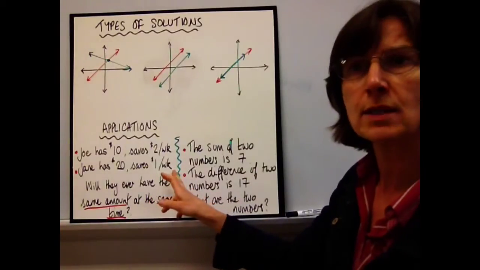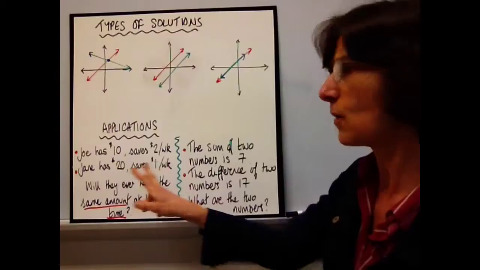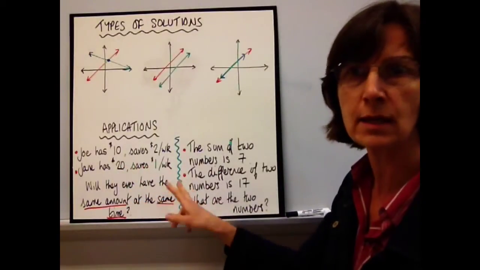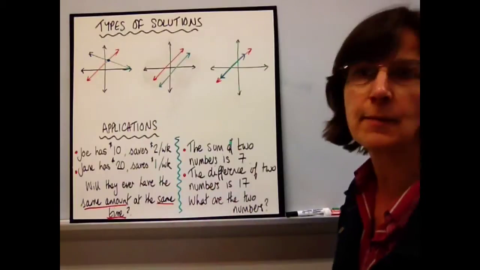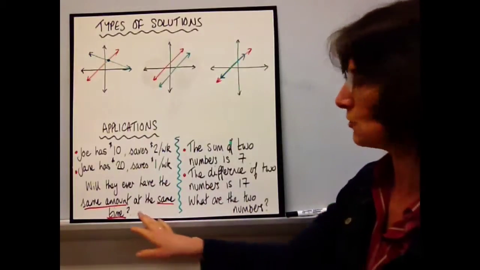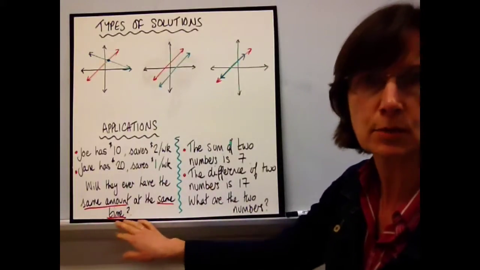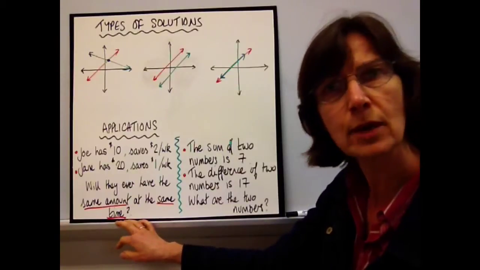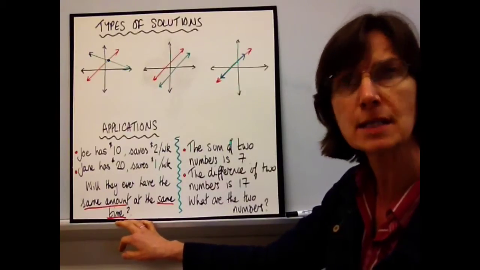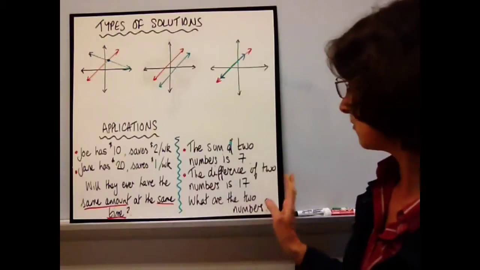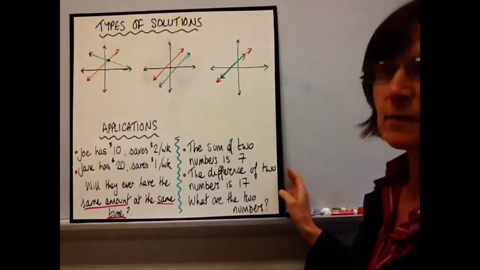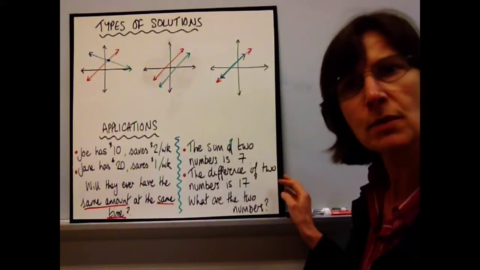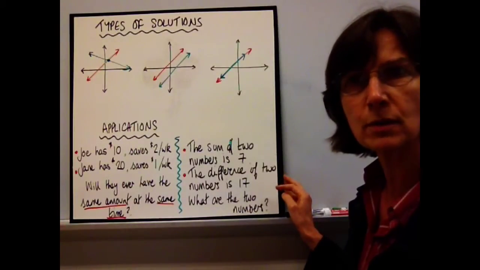So, Joe has $10 and saves $2 a week. Jane has $20, saves $1 a week. Will there ever be a time they have the same amount? So as soon as we see these keywords of same amount, same time, we think, oh, two equations set equal to each other. Maybe they will be the same at some point. And another really nice one is a number puzzle. So you're given the sum of two numbers is 7, the difference of two numbers is 17. What are the two numbers?